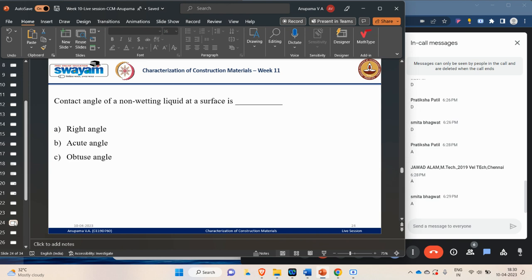Let's move to the next one. Contact angle of a non-wetting liquid at a surface is right angle, acute angle, or obtuse angle. So, what is the contact angle of a non-wetting liquid at a surface? Anyone?